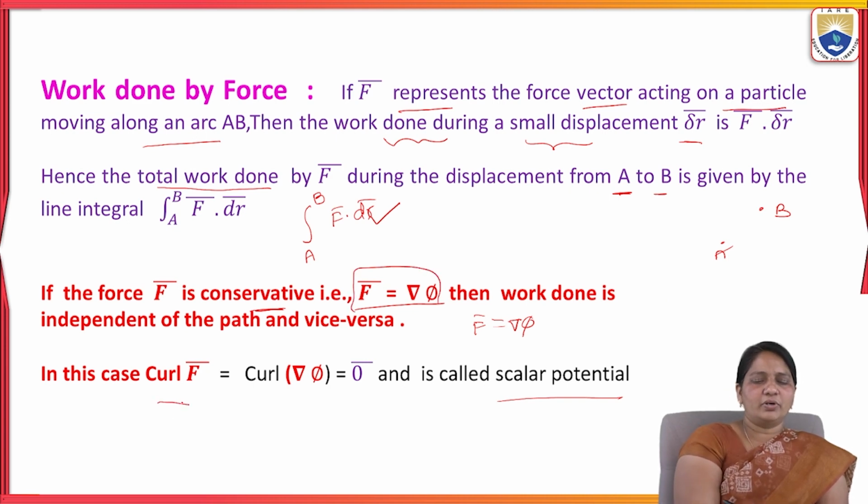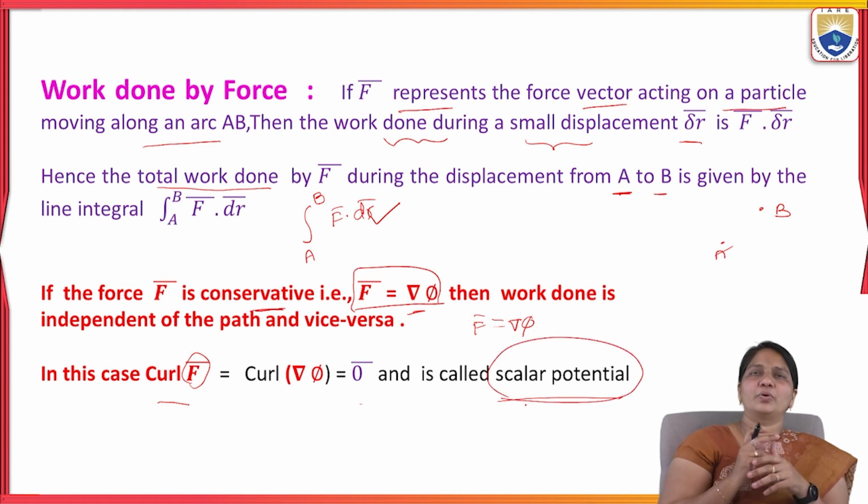So curl F bar: F bar we already defined for the scalar potential as del pi. So curl of del pi, in place of F we are replacing del pi, equals 0 bar. This is called the scalar potential. So these three points you should remember: to calculate the work done, to check whether it is conservative, to check whether curl F is 0, and to calculate the scalar potential. Many different problems are there using these definitions and note points.